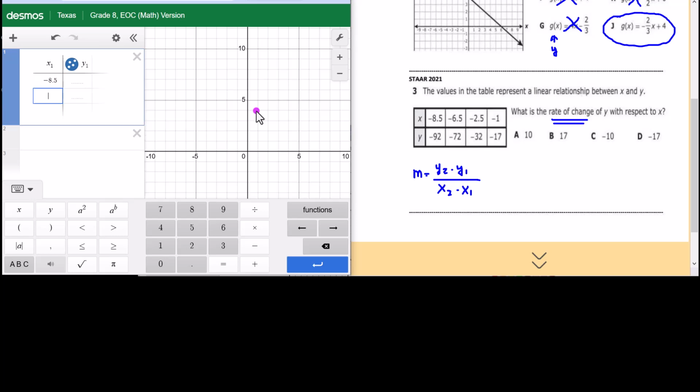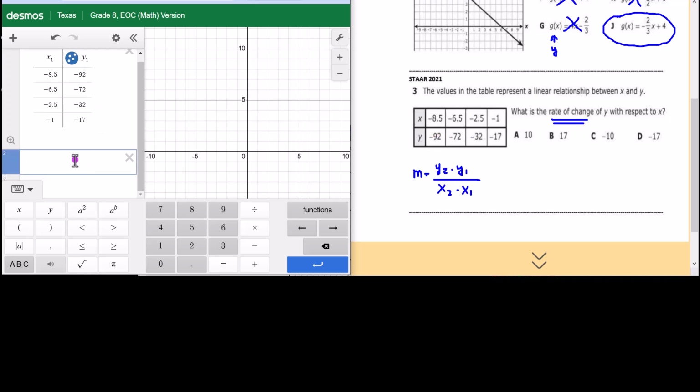So negative 8.5, then negative 6.5, then negative 2.5, and negative 1. And then on the other side, I'm going to write negative 92, enter, negative 72, enter, negative 32, enter, and negative 17. I double check that I copy correctly, because I cannot make any mistakes.